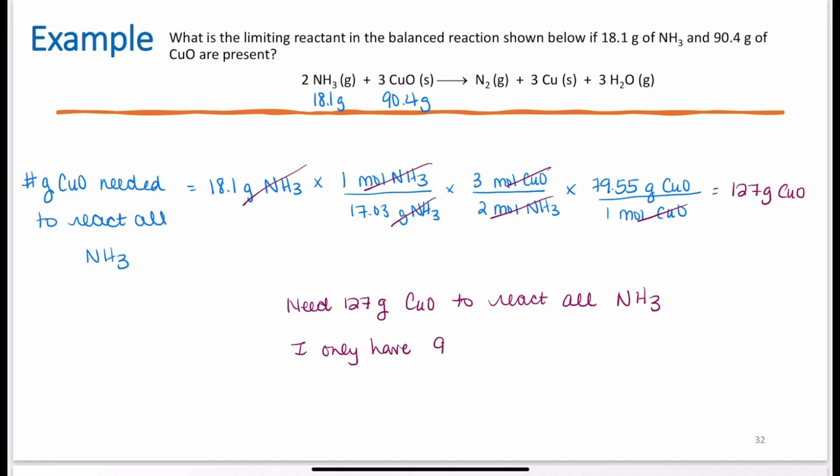I know based on my balanced reaction, 1 mole of MgI2 is produced for every 1 mole of I2 consumed.